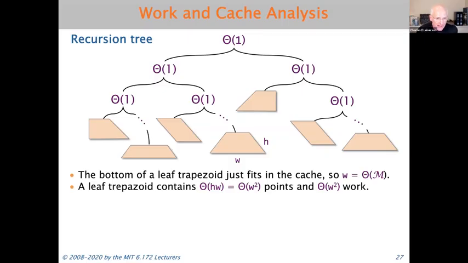If you think about it, the recursion may continue to the bottom, but it's only going to take W squared work to compute, because all the work is in the leaves, and we compute each leaf once.